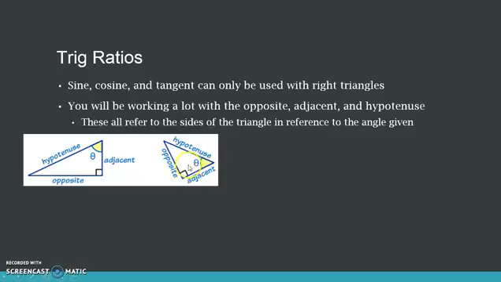On this one, you've got the angle given here. Your opposite side is over here because it's across from the angle, where your adjacent side is right next to it. And your hypotenuse, again, is always across from the right angle.